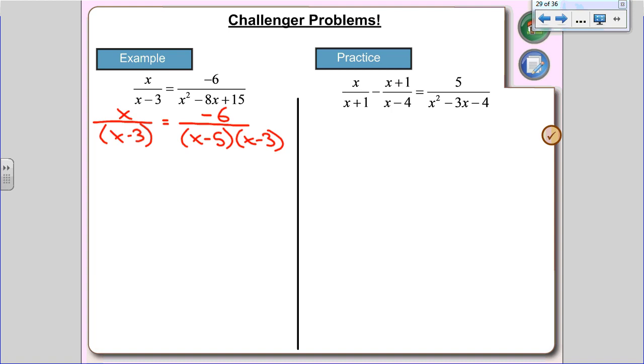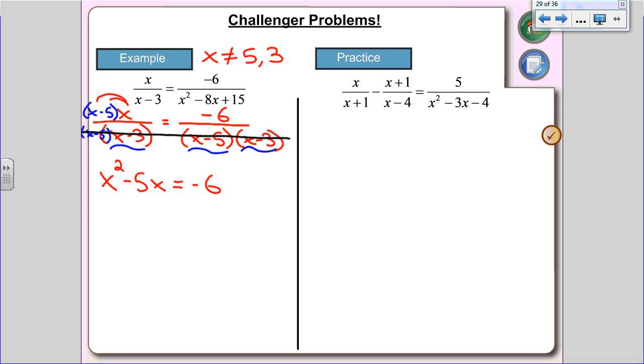Next thing is, you need a common denominator. You check your packages. They both have an x minus 3. That's good. The second one has an x minus 5, which the first one needs. Doing that gives you a common denominator. The bottoms cancel. On the top, you're going to have to multiply those numerators together. So the x comes into the brackets to make it x squared plus 5x equals negative 6. That thing's a quadratic because it's got an x squared term. The way to solve quadratics is to get all the constants on one side. So x squared minus 5x plus 6 equals 0.